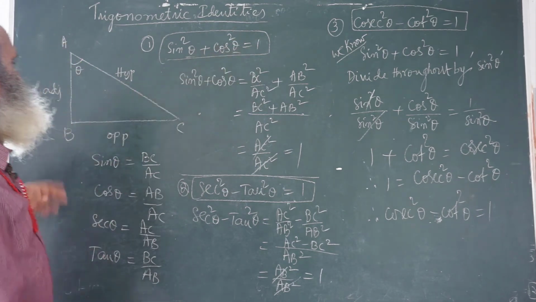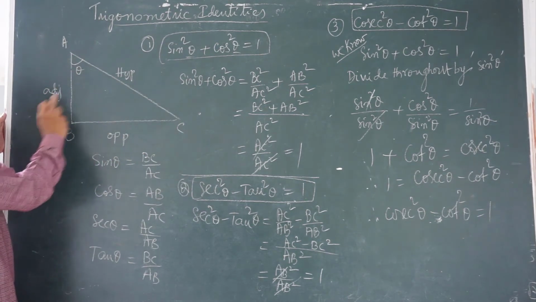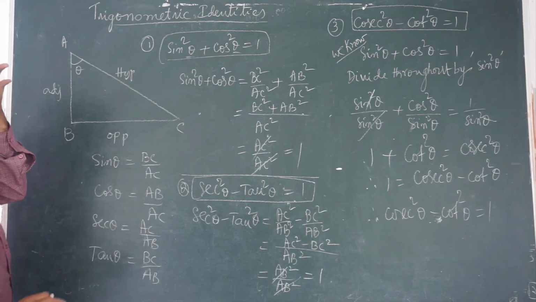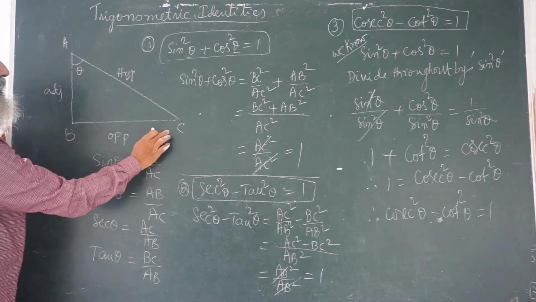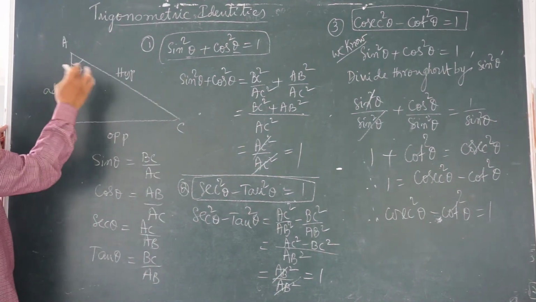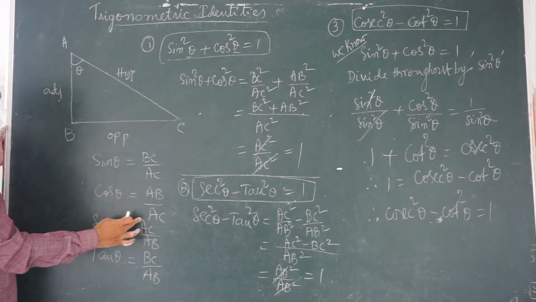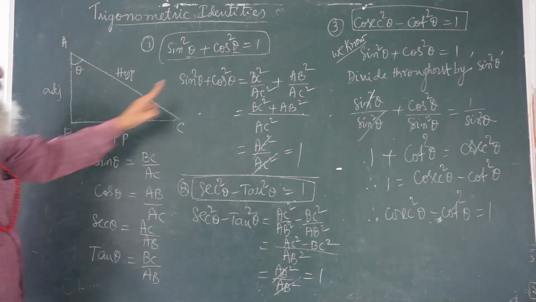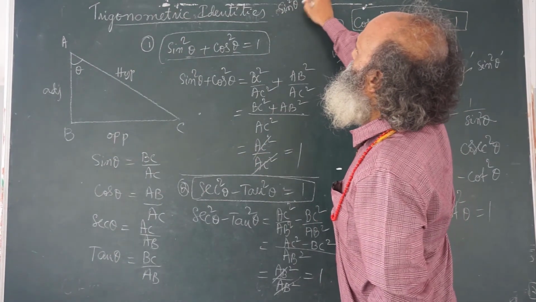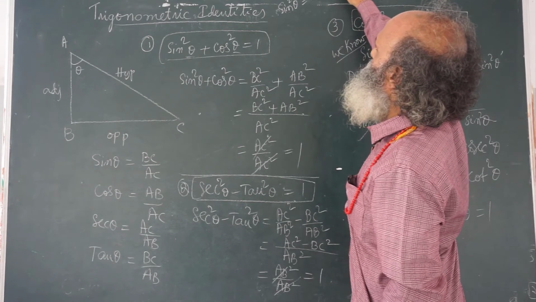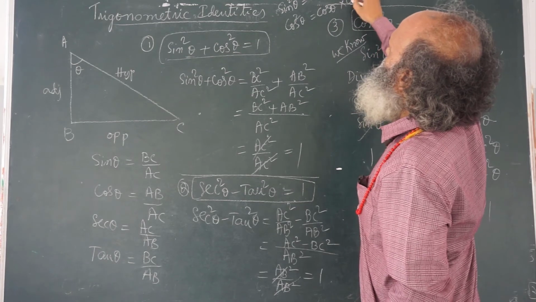How does it come? Let us consider the triangle. This is theta. So, this is the opposite side. This is the adjacent side. This is the hypotenuse. Now, sin theta is equal to opposite side by hypotenuse. Therefore, BC by AC. Cos theta is adjacent side by hypotenuse, AB by AC. So, sin square theta plus cos square theta. Sin square theta means sin theta into sin theta. Cos square theta means cos theta into cos theta.